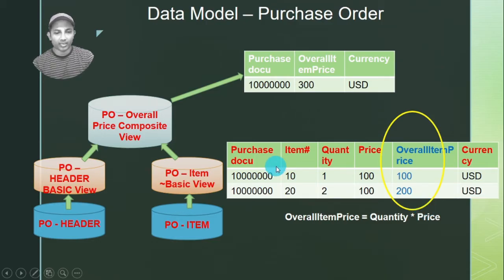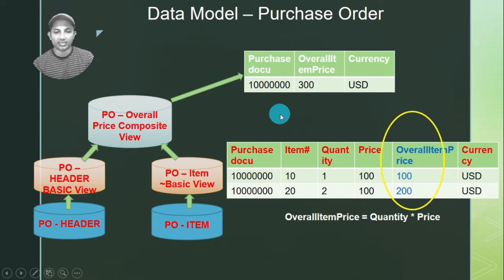And also I have added a simple aggregation function called sum at the purchase order overall price composite view, and it will sum up these two values, 100 and 200, and get 300 as the overall price at the purchase order header view level. That is the intention. So that is the very simple construct.